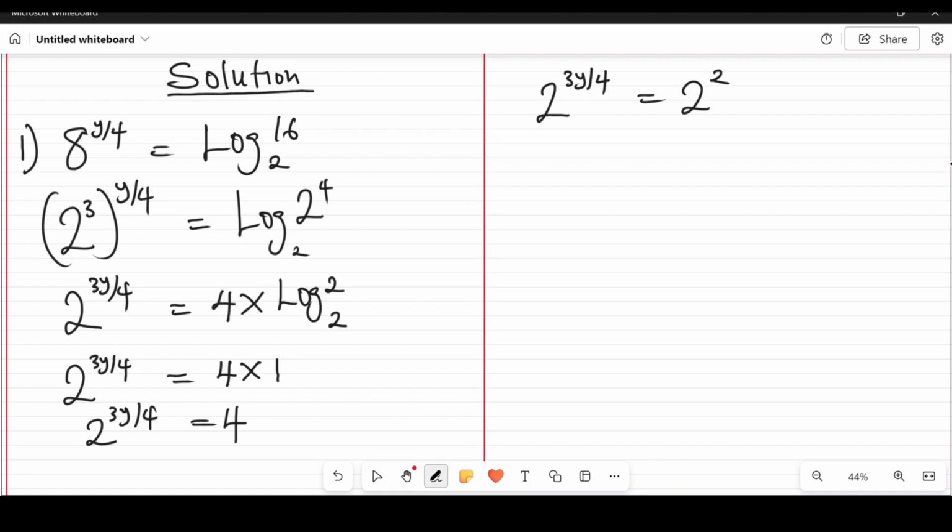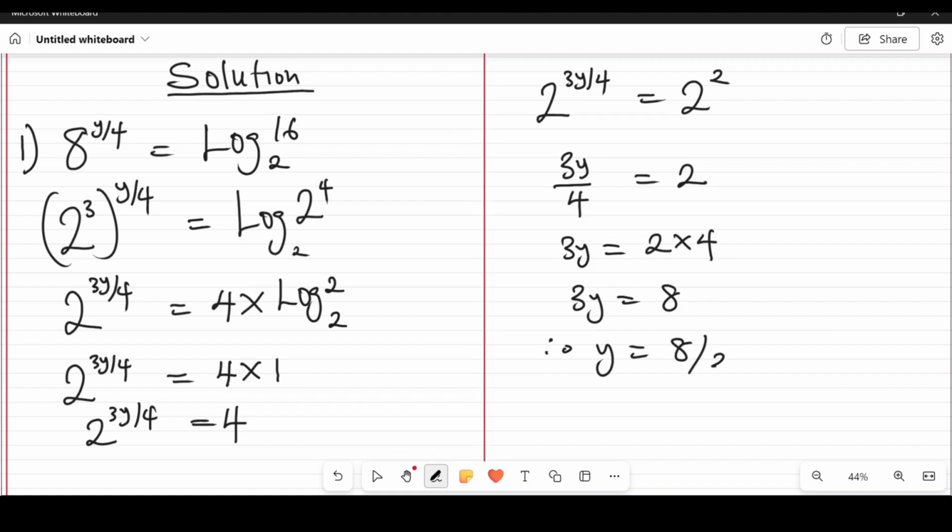Now since their bases are equal, we equate their powers. So we have 3y divided by 4 is equal to 2. So 3y will be equal to 2 times 4. 3y is equal to 8. So therefore, y is equal to 8 divided by 3.